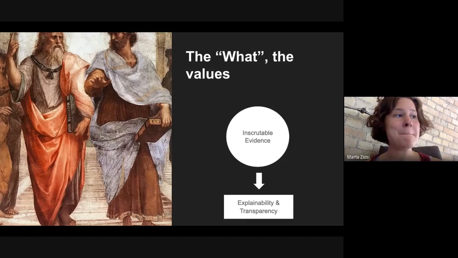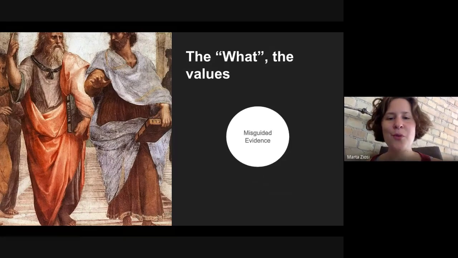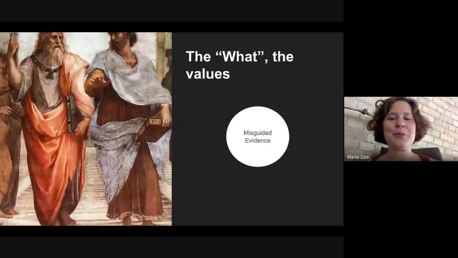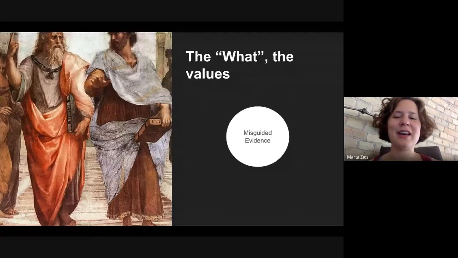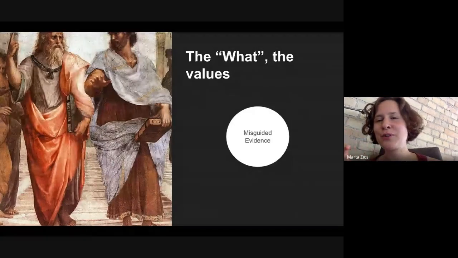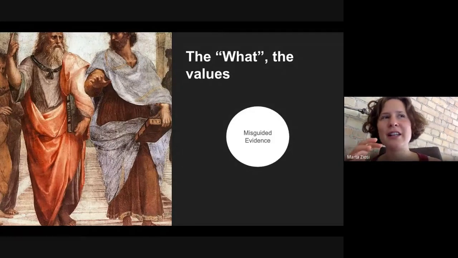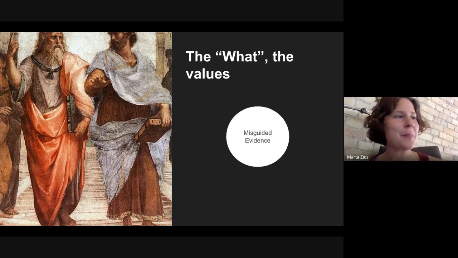Okay, misguided evidence. What about this one? So misguided evidence, we said that, okay, our detective had a series of clues from different people in the village, and he had to base his judgment on that, but he wasn't sure about his evidence, how neutral it was, for example. What would you say is a value to tackle misguided evidence?